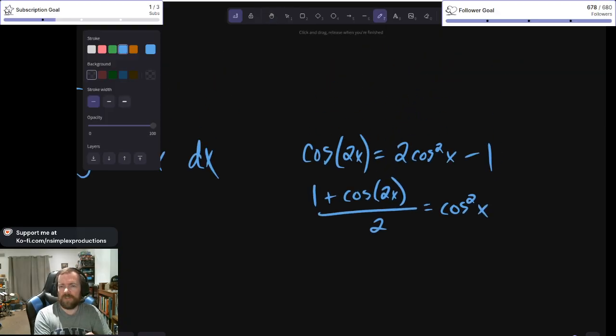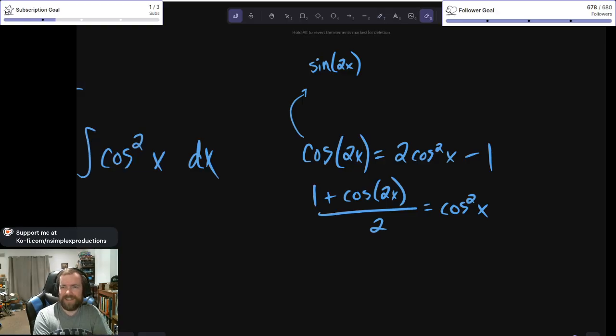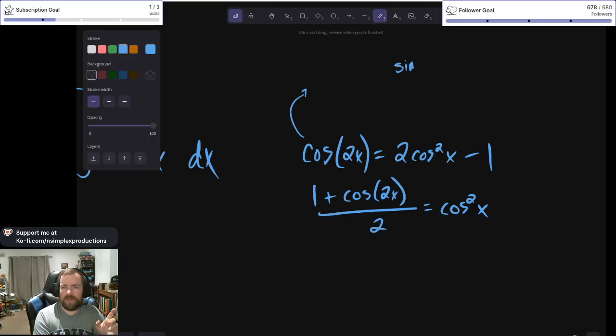Now this is also true when we take it to the other side. What happens when we have sine squared of x inside of our integral? Well, there's another identity for this too. 1 minus 2 sine squared of x is also equal to cosine of 2x.